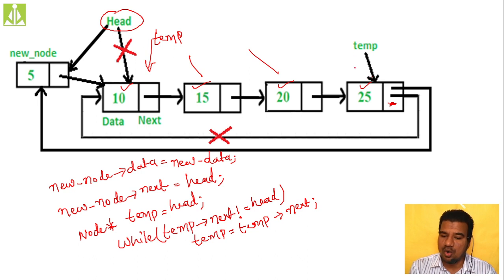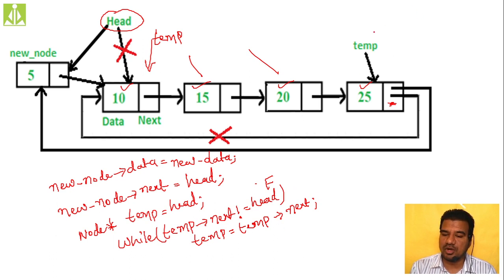Why? Over here, when you say temp of next, it is pointing to the head pointer, isn't it? So over here, when you check temp of next not equal to head, it will fail. This condition will become false, because the temp of next will become head over here, and the control will exit.